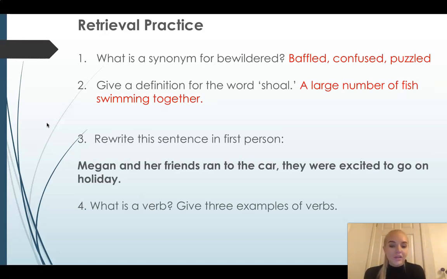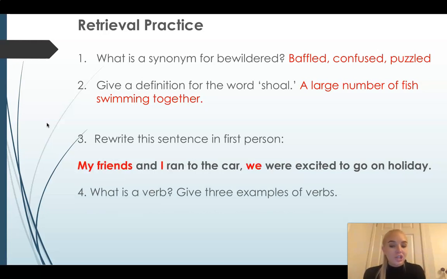Number 3, rewrite this sentence in first person. Well, we know that when we are changing between first person to second person to third person, we need to look at the pronouns. Pronouns here are Megan, her, and they. So these will need to be changed, and we know that when we write in first person, we use pronouns such as I or my or we. So you might have changed this sentence to, my friends and I ran to the car. We were excited to go on holiday.